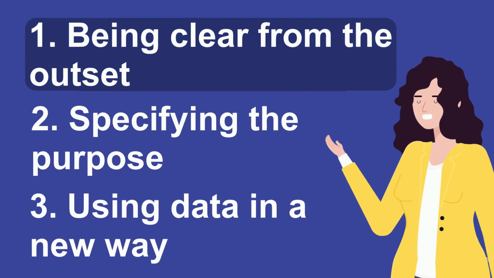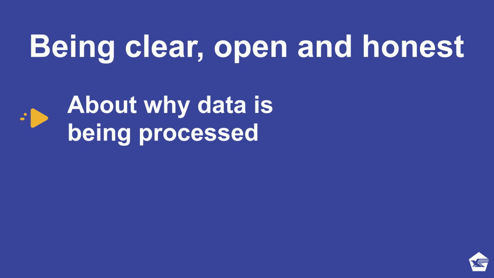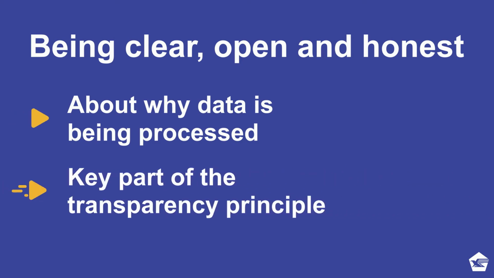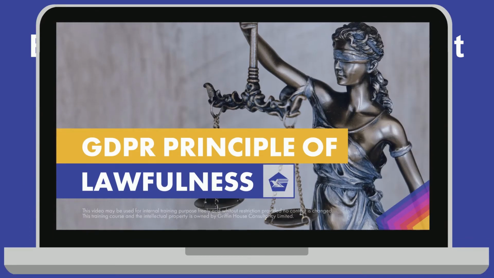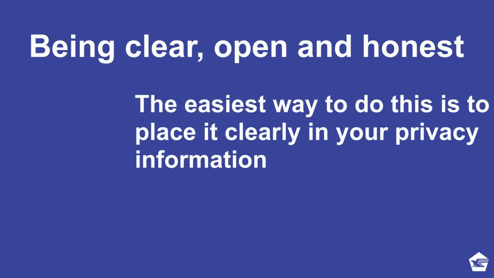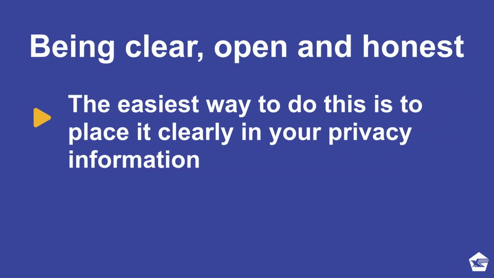Being clear from the outset. Being clear, open and honest with individuals about why data is being processed is a key part of the transparency principle, which was explained in our last video. The easiest way to do this is to place it clearly in your privacy information.